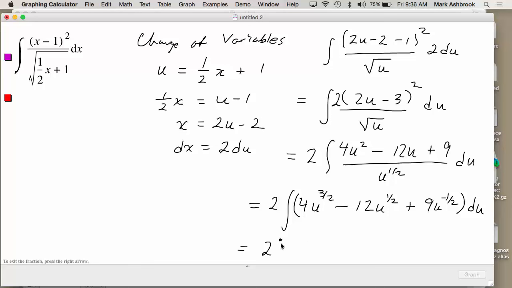4u, so it's going to be what? 2/5 u to the 5/2, minus 12 times 2/3 u to the 3/2. I'm just doing the power rule here. Plus 9 times 2 u to the positive 1/2, plus c. 2 times all of those.